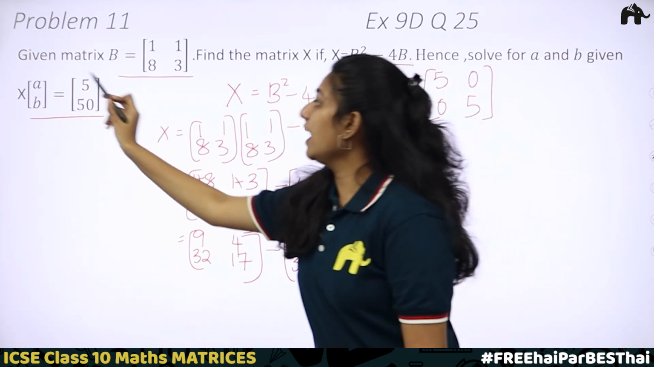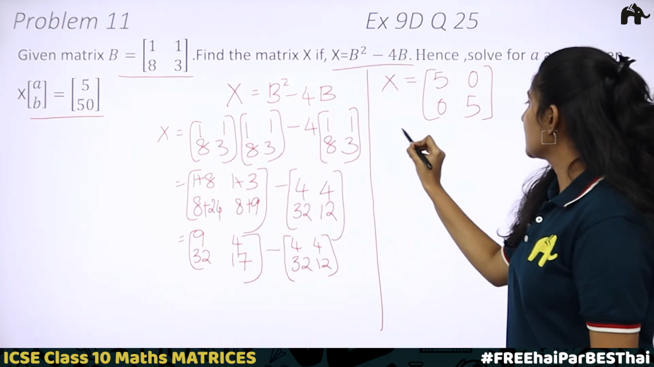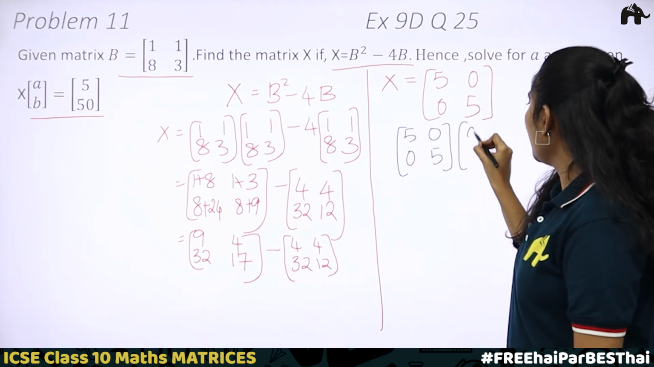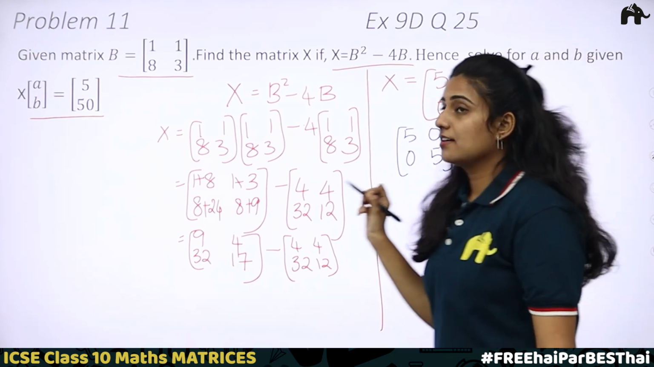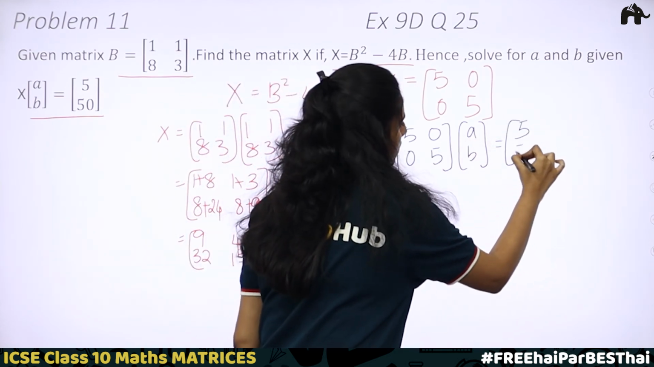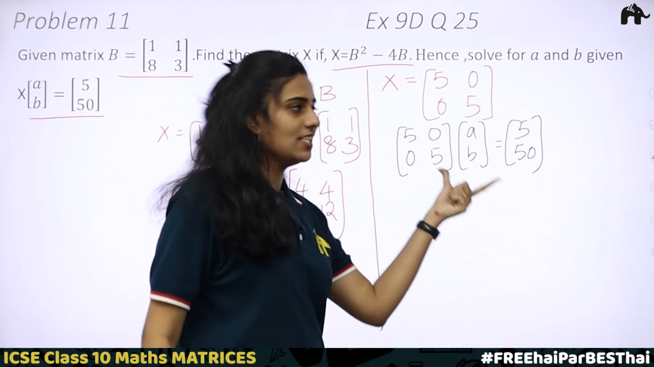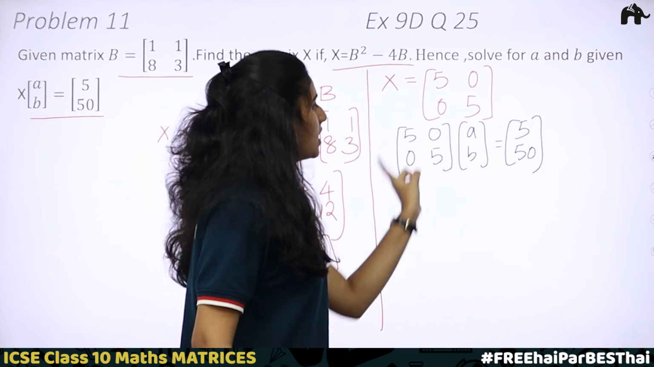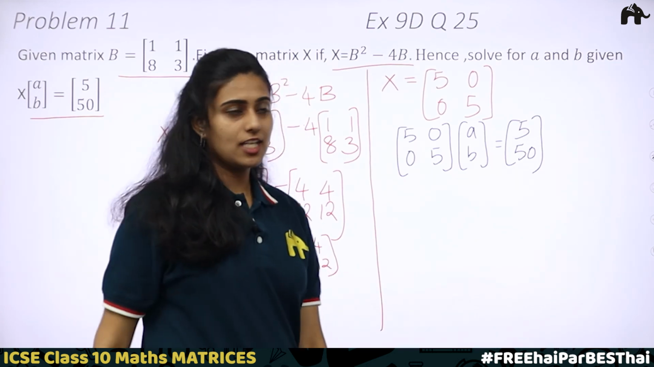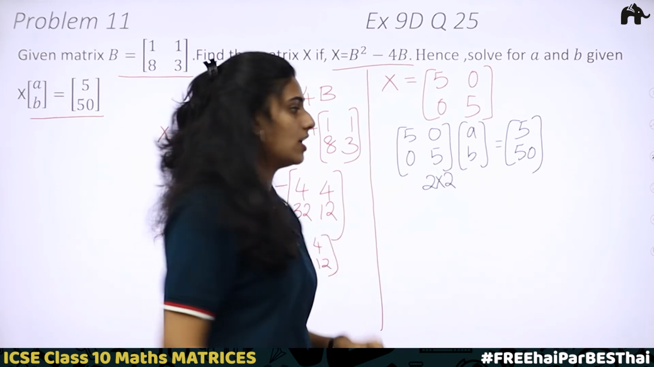Now, here we have X into AB is equal to [5; 50]. X is [5, 0; 0, 5] into [A; B] is equal to [5; 50]. Okay, we have to find the values of A and B. We have solved many questions which are similar. Here, we'll multiply this. That is matrix multiplication. Can we perform this multiplication? This is a 2 by 2 matrix. What is the order of this matrix? Here we have 2 rows and 1 column.